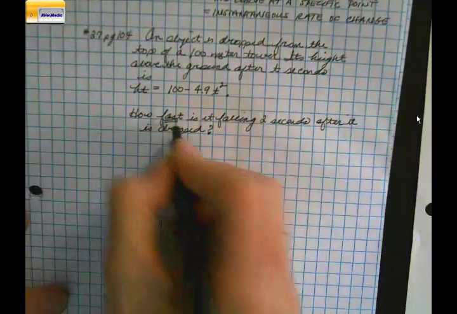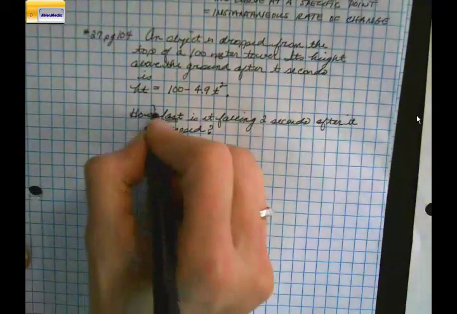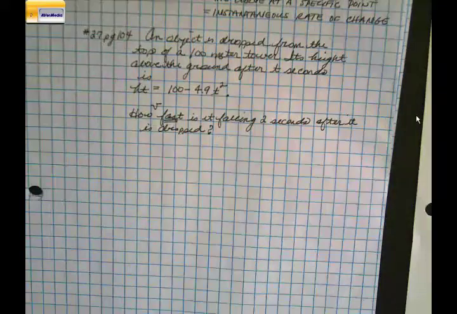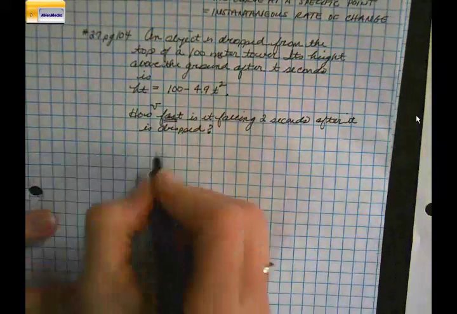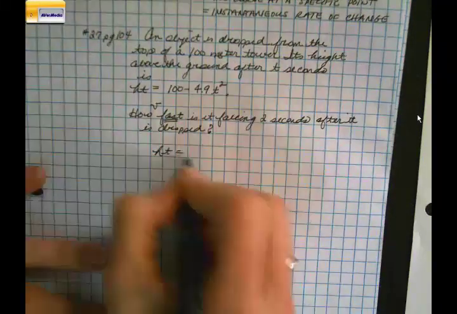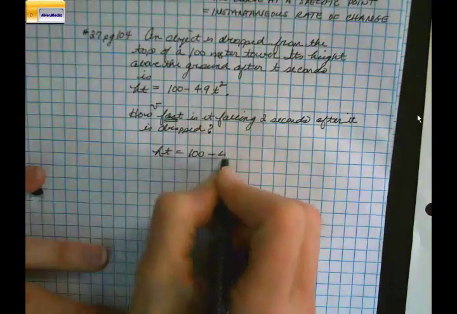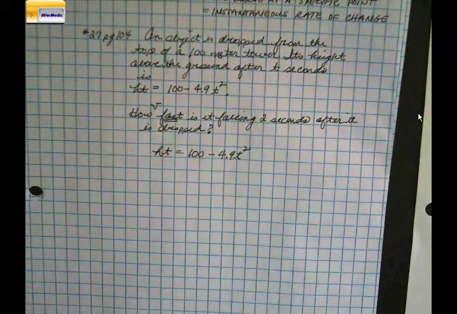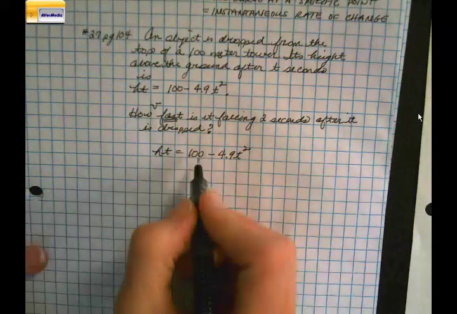Okay, so when they ask how fast, that is velocity. And velocity is going to be kind of like slope. So really, we have height of this object from the ground as it's falling equaling 100 minus 4.9t squared. To find velocity, you're going to take the first derivative of the height, which is going to give you rate of change, which is going to tell you how fast it's falling. So we're going to use this.